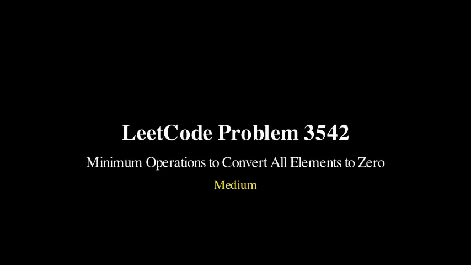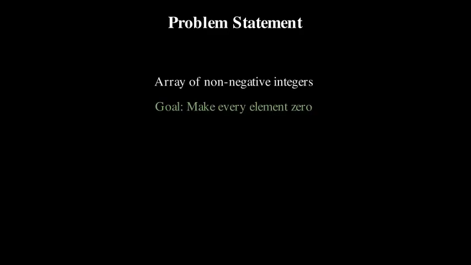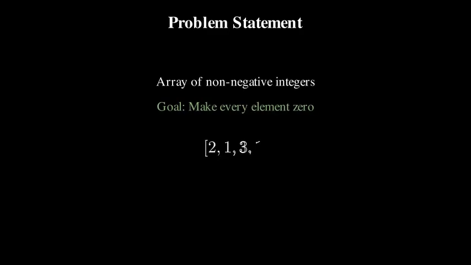Let's tackle Leetcode problem 3542, minimum operations to convert all elements to zero. Here's what we're dealing with. You have an array of non-negative integers, and your goal is to make every element zero. The operation allowed is quite specific.